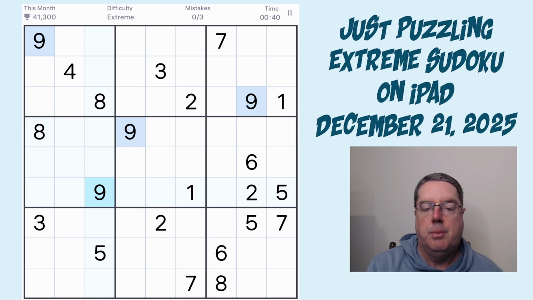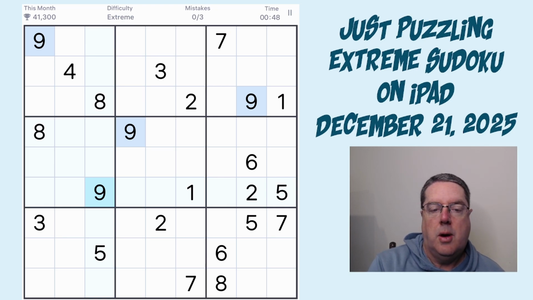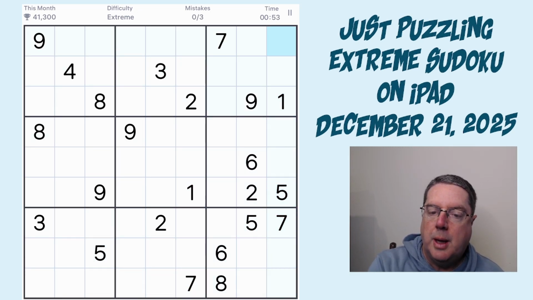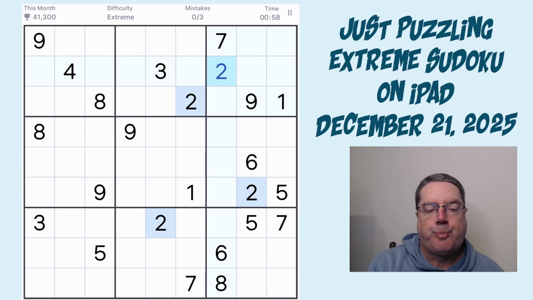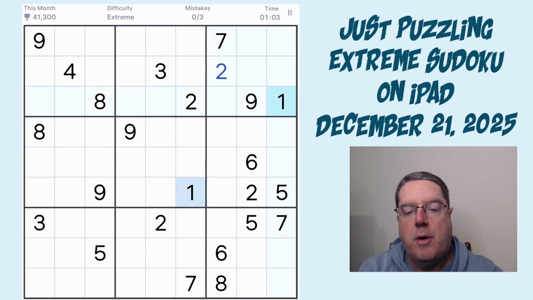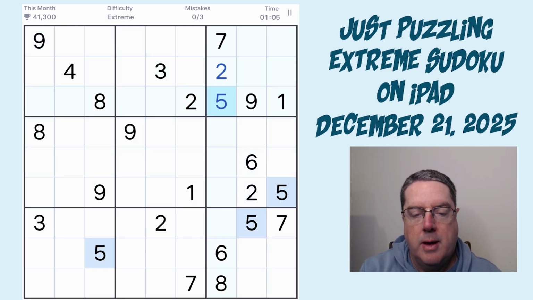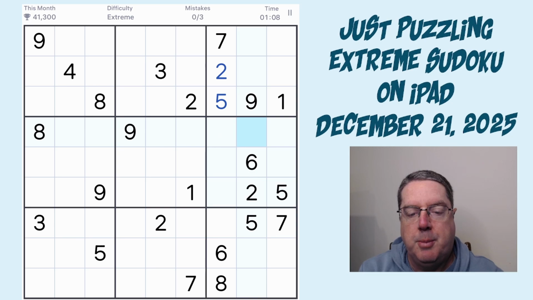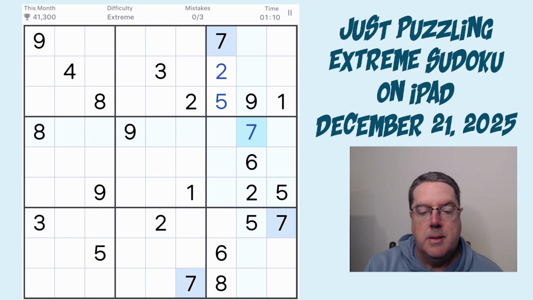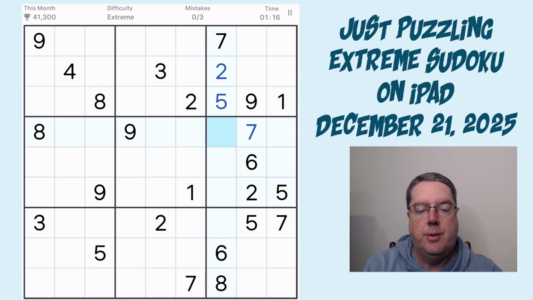All right, so I've sort of been scanning and haven't seen anything yet that's actually got my attention that's going to have a solve. All right, so 2 comes across here, 2 comes down here, so 2's here. 2 comes up here, 2 comes up here, 2 comes across here, so that's a 2 there. 5 comes up here, 5 comes up here, so that's a 5 there. 7 comes down here, 7 comes up here, so that's a 7 there.